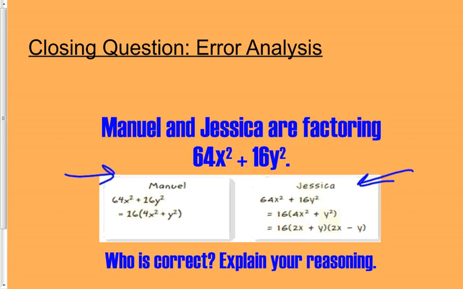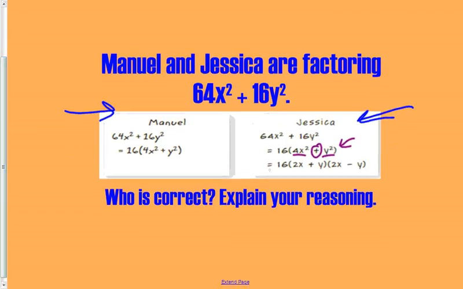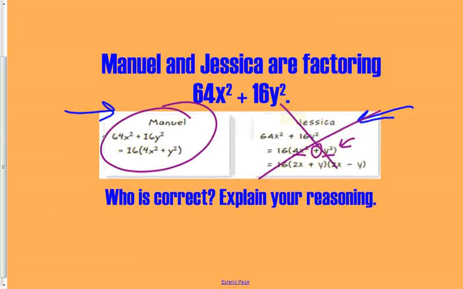So going back to the closing question, if you look at it, Manuel factored out 16, and so did Jessica. Then Jessica took it another step and did the difference of squares. There definitely are squares here, but here's the problem. There's not a difference. It has to be subtraction there. Okay? Has to be subtraction. So that's why Jessica's is actually not correct. Manuel did it correctly.